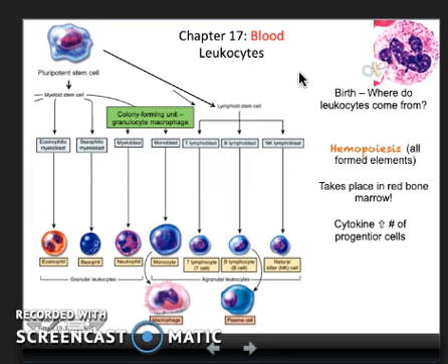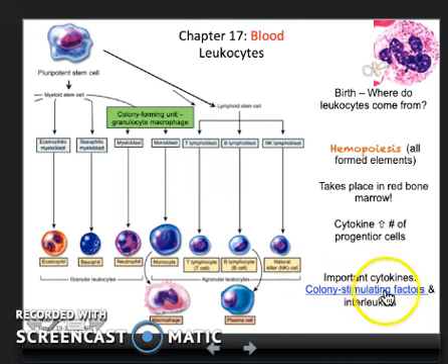And there's two types of cytokines that are important for our white blood cells: colony-stimulating factors and interleukins. There's a video on colony-stimulating factors posted on Canvas, so make sure you go check that out when we're done with lecture. But each of these, the pluripotent stem cell can differentiate into basically two types of cells, the myeloid stem cell or the lymphoid stem cell.